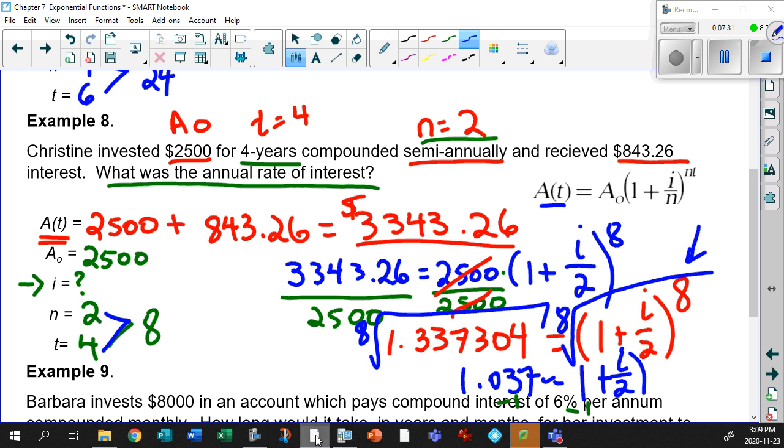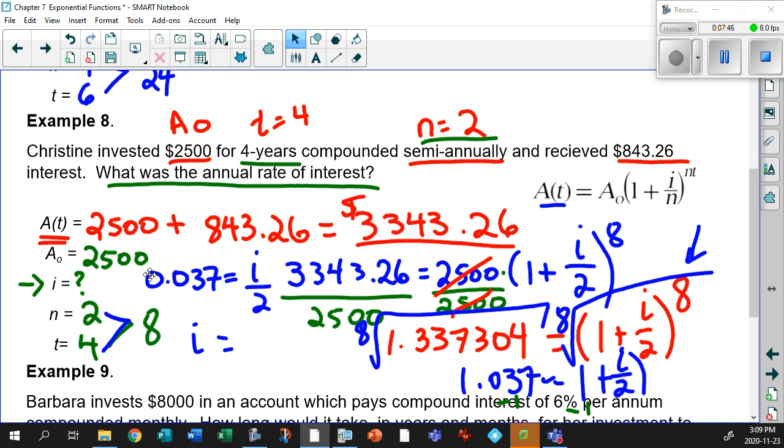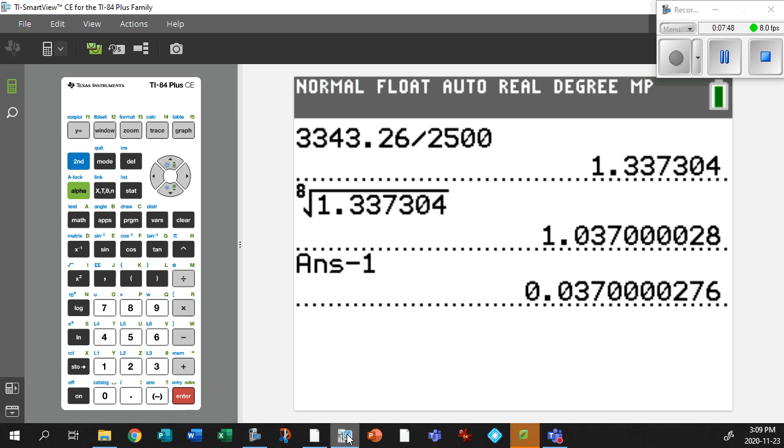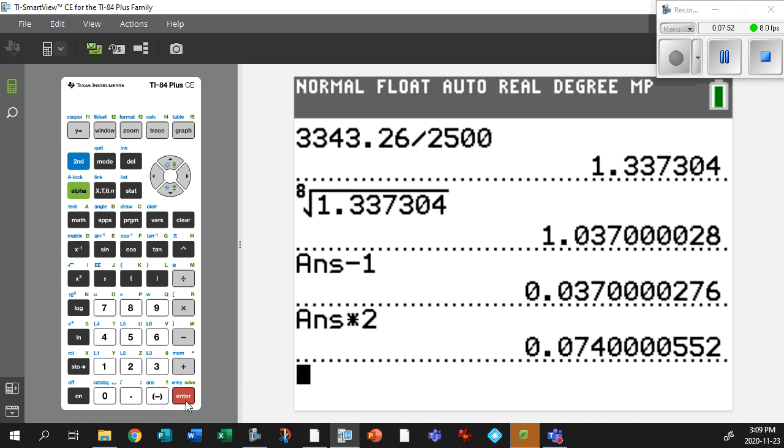I'm going to move this and say you got 0.037 equals i over 2. Now cross multiply. Times this by 2. You find the interest rate. That's all you got to do. It's a simple algebra question once you see it. So take this guy, multiply it by 2. You're going to find out that you got a 0.074 interest rate.